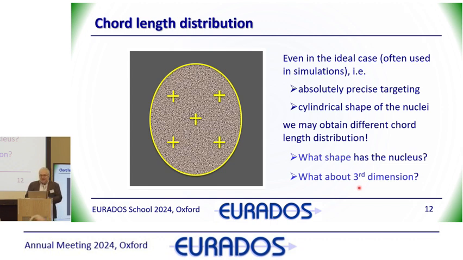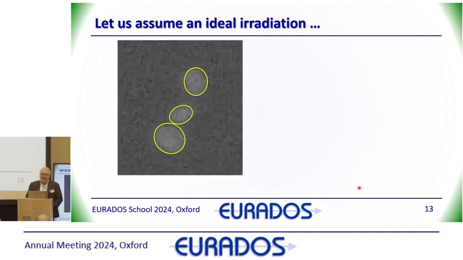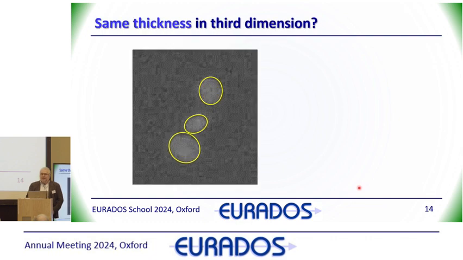So basically, this is now just some theoretical consideration. Again, we start with an ideal irradiation, and in ideal irradiation we would align this pattern so that it aligns with the orientation of the cell. And then we have to make an assumption about the thickness of the cell, or what is happening in the third dimension. One very trivial assumption is, okay, all the cells that we see here have the same thickness.